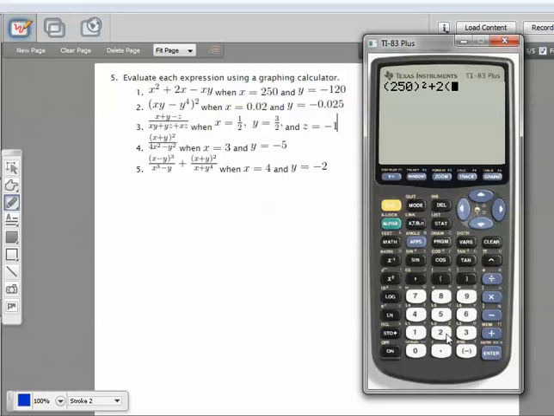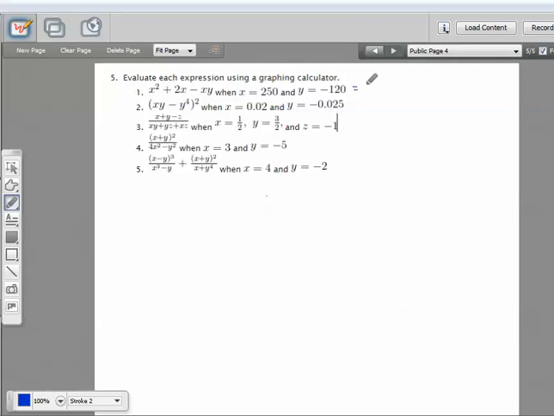And again, we're going to insert a 250 for x minus a 250 and another parentheses with a negative 120. So I'm just going to go ahead and double check and make sure all my parentheses have starting and ending ones, and then when I hit enter, I get 66,000 for number 1. So I'm going to come back here and put my 66,000.